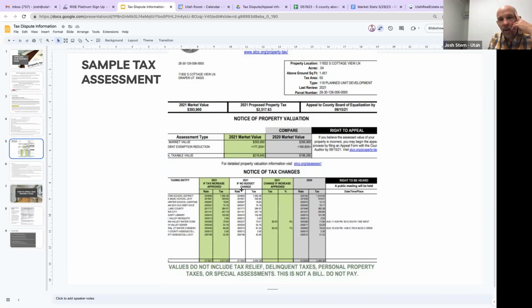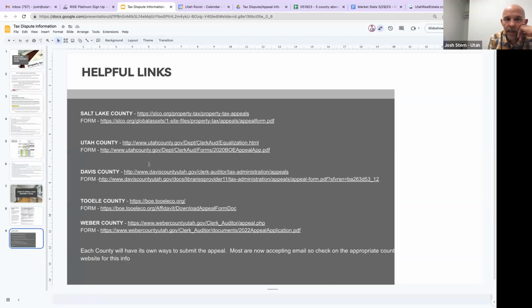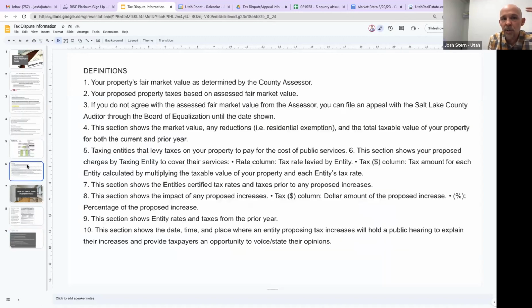So if you haven't seen one of these, again, it'll be in the tax dispute information that I've put together in the folder for you guys, and you can look at one. Each county is slightly different, but they're almost all the same. It's just the layout of each county. This is Salt Lake County's. If you looked at Davis County, it's going to look very similar, but the layout will be just a little bit different. You can always go to the taxing entities' websites right here, and you can see the layout of theirs, but you also get the information on how to appeal. Each county has its own appeals form, right?